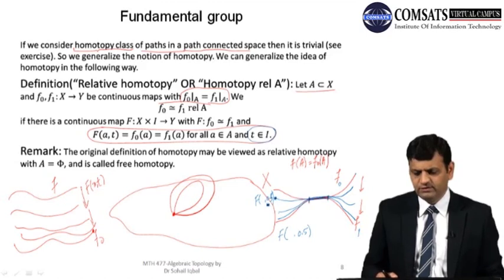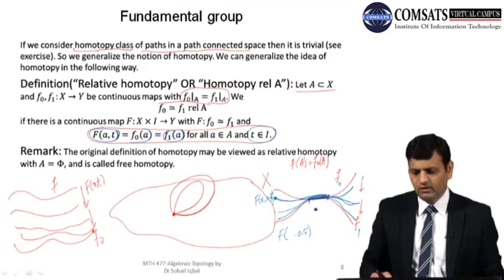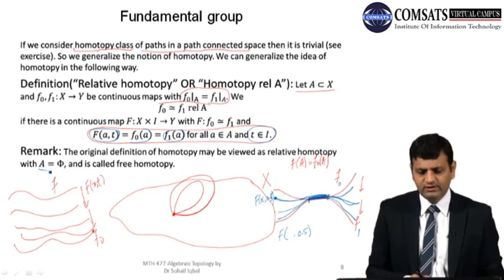So for example, an intermediate function, if t is equal to 0.5, is this function, and of course when x varies, then we are getting points on this path. But the important point is they all agree on this portion, which is the portion of A. So for each and every value of t, F of (a, t) is equal to F0 of a is equal to F1 of a. Okay, so they all agree on this small portion. So that's the relative homotopy. The original definition of homotopy may be viewed as relative homotopy with respect to A equal to the empty set, because A is empty in this case.